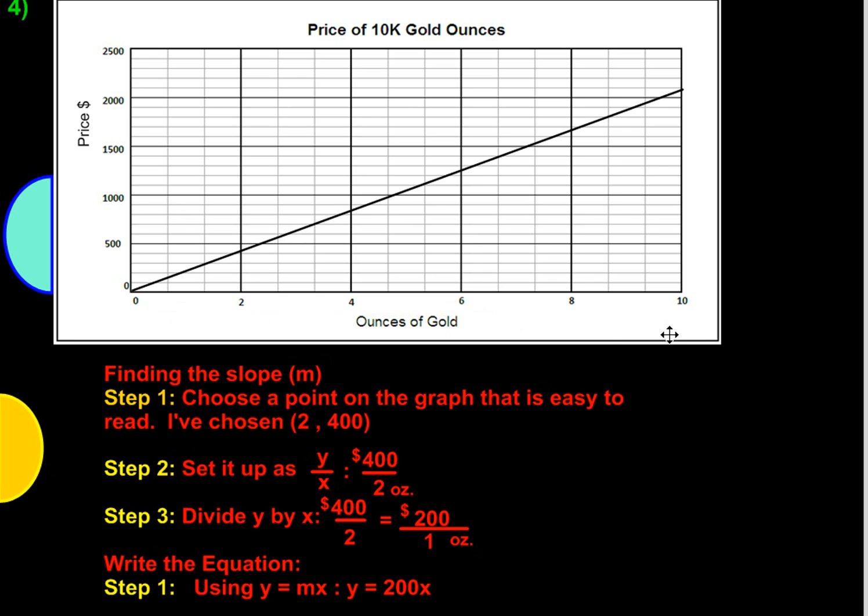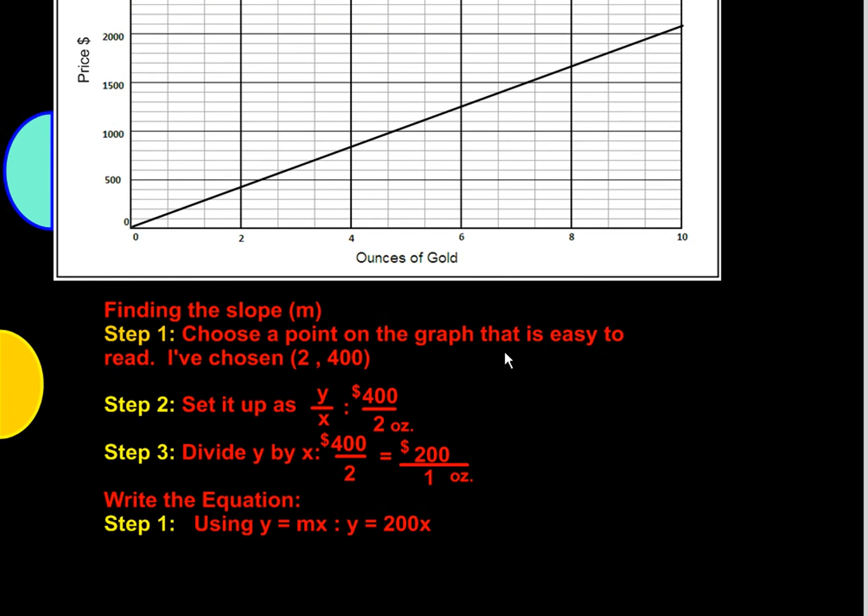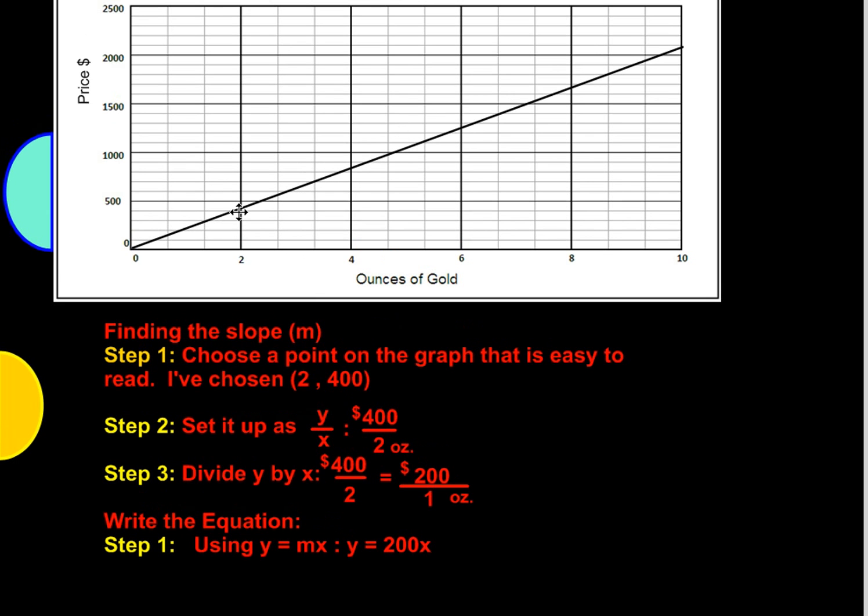And I need to find a slope. So just like before, I need to find a point on this graph that seems relatively easy to read. I'm going to choose 2 and 400. It's not exact, but I think it's pretty close. So if I choose 2 and 400 with my y and my x, the 2 is on the x-axis, so that goes down below.